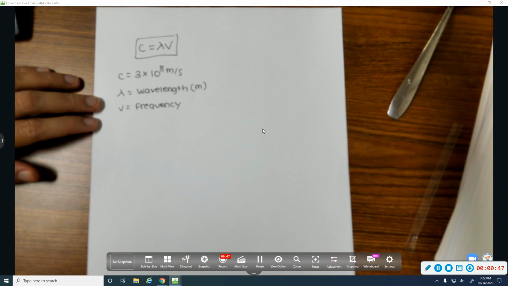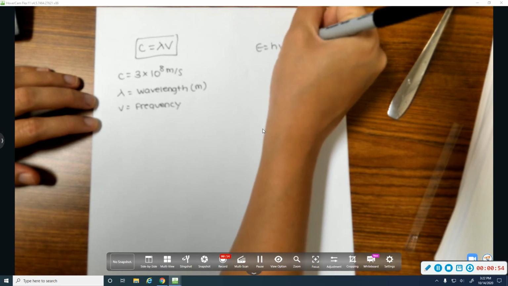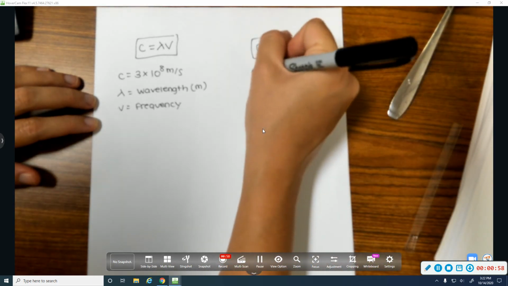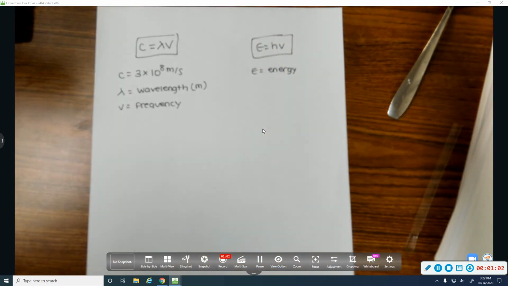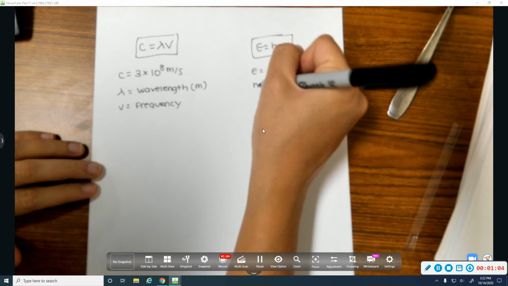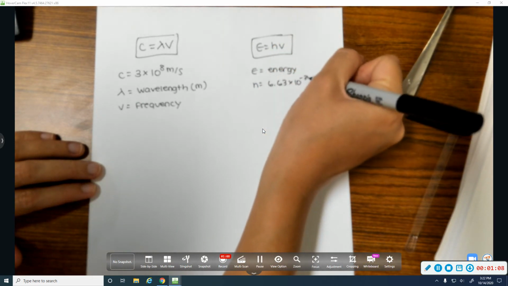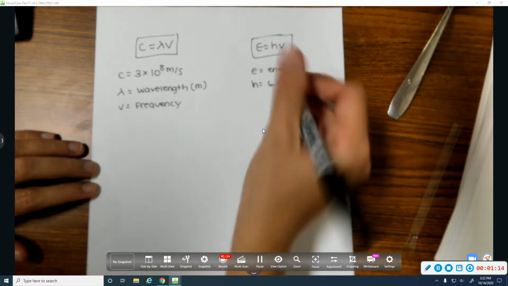And then our other equation for light is E, the energy of a light wave, equals h times v. So E is how much energy any wave carries, any electromagnetic wave. h is a constant, 6.63 times 10 to the negative 34. That's called Planck's constant, and it is just a constant. It's always that value. And then v is your frequency.